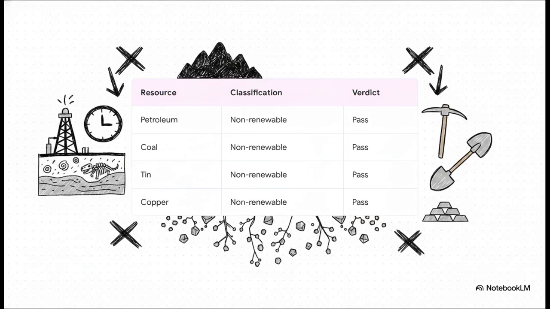And finally, that brings us to option D. Petroleum is a slow-forming fossil fuel. Coal is the exact same. Tin is a metallic mineral extracted from limited deposits. And copper is another limited extracted mineral. Every single item in this list fits our definition perfectly. We have definitely found our winner.